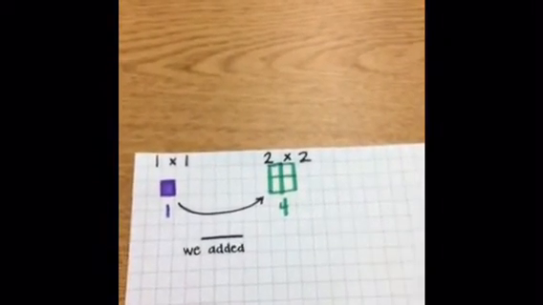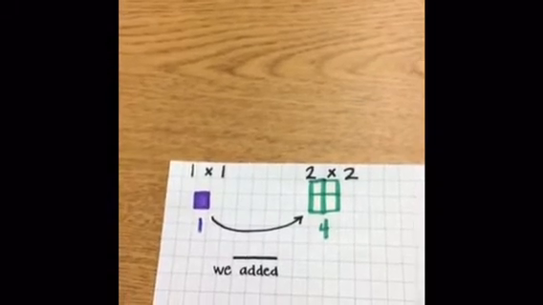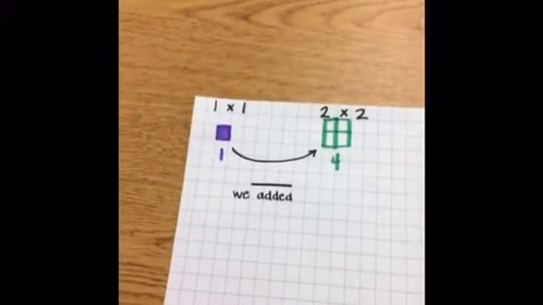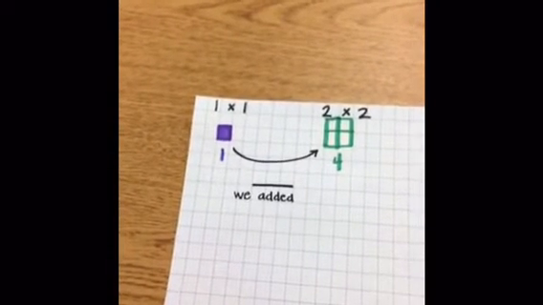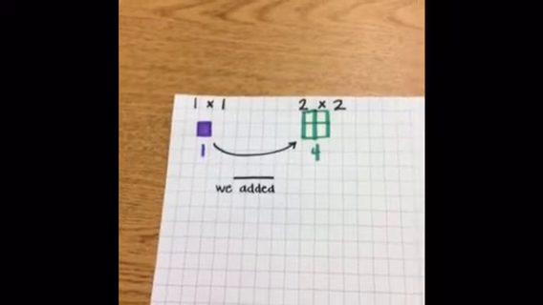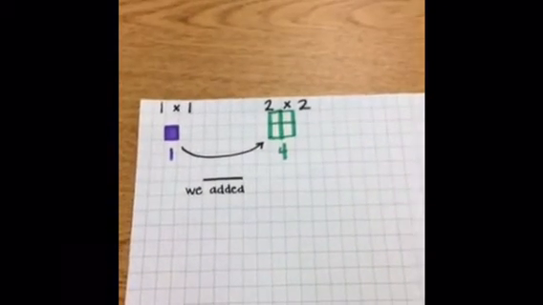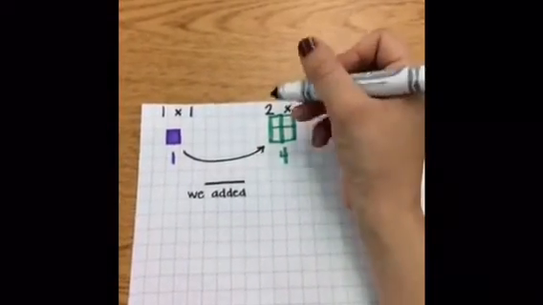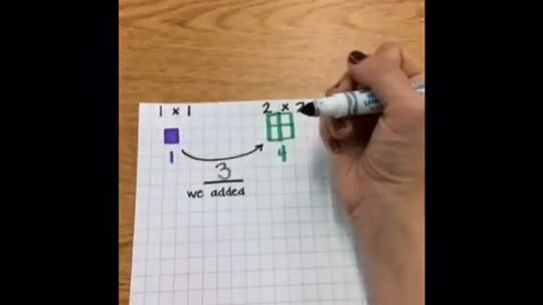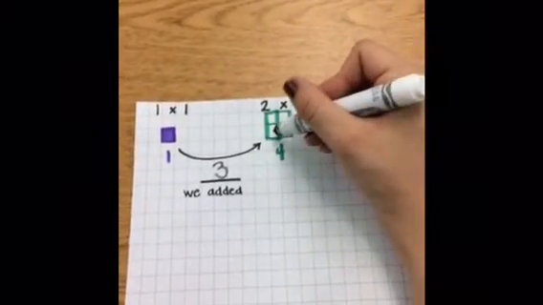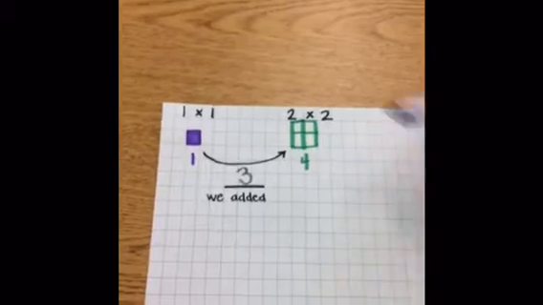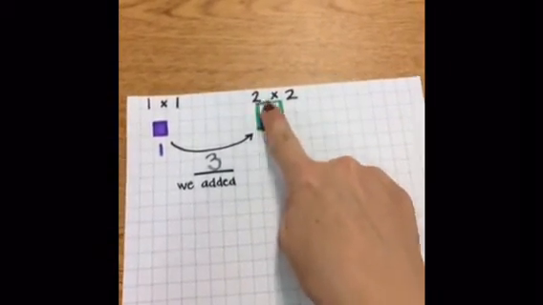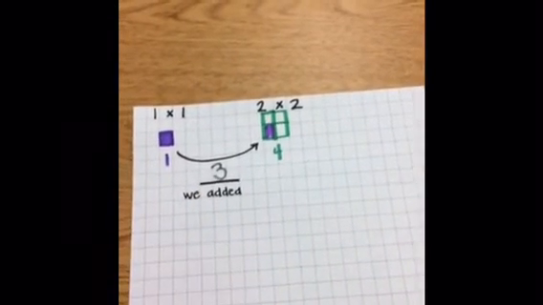Okay, now here we are going to record one more thing, how many squares we added. So in this first one, we only had 1 square. 1 row of 1 is just 1. Then in our second one, we had 2 rows of 2, and we got 4. So we added 3 squares. And we can see here's the one that we had before. I can even color that purple so you can really see. There's the one that we had before. And now we added 3 more squares.